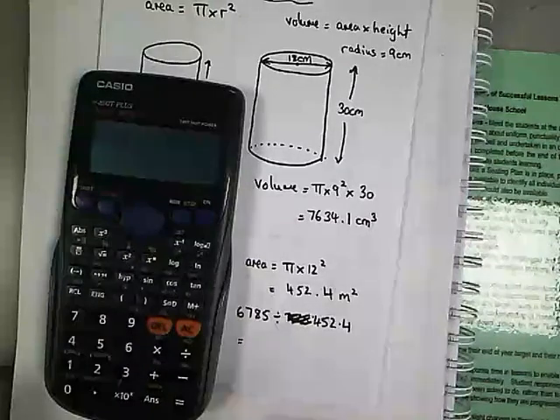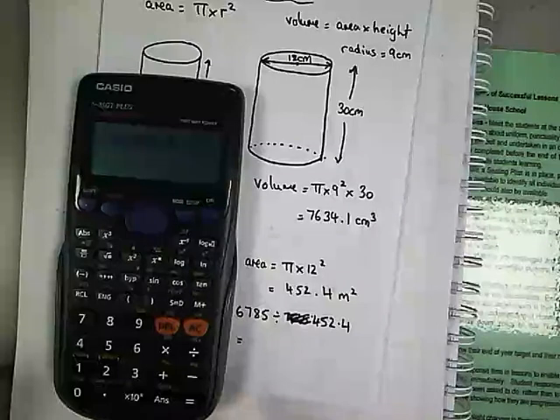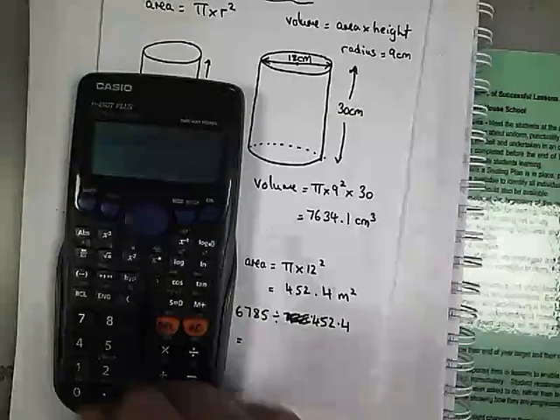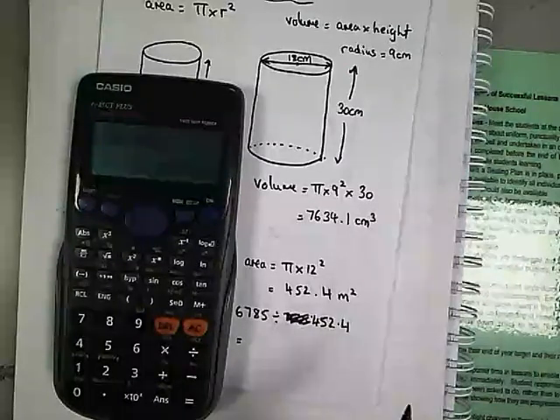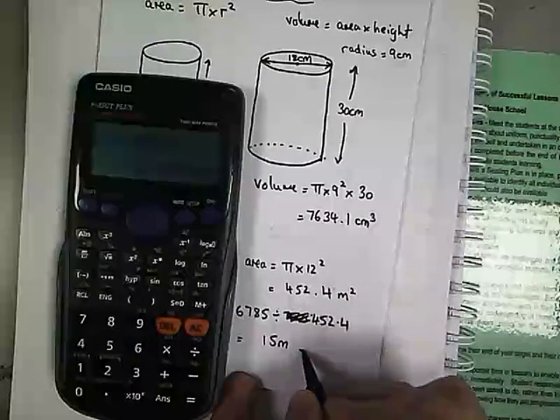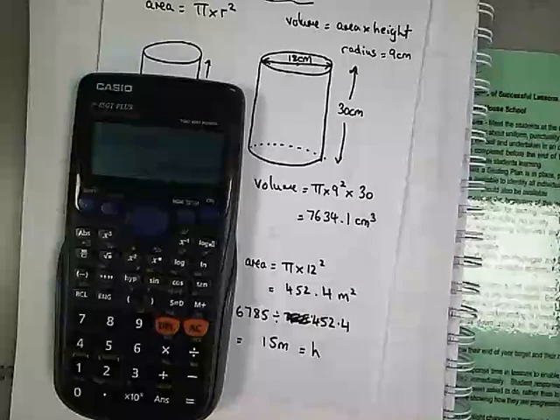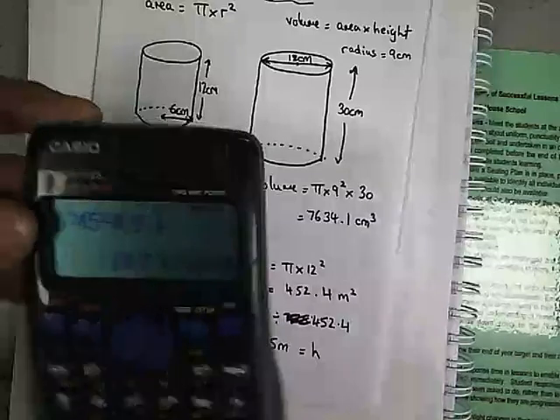6,785 divided by 452.4 gives me 14.9977. I'm going to round that to the nearest metre, so that gets me 15 metres, which equals my height. So the height of my cylinder must have been 15 metres.